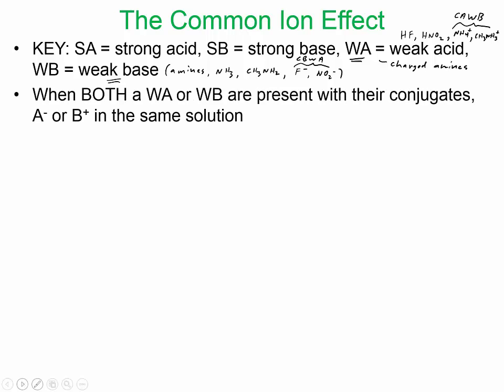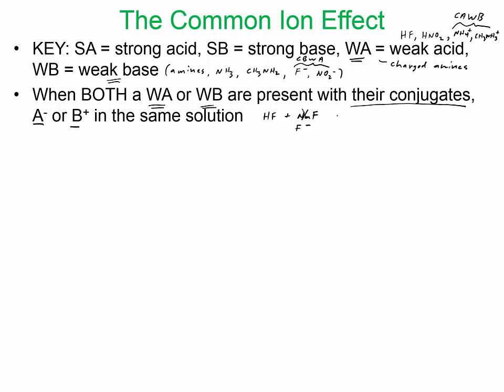The common ion effect is something that will happen when a weak acid or a weak base is present with its conjugate, A minus or B plus, in the same solution. An example: let's say you have HF and you have NaF. Remember that the Na plus doesn't do anything, so essentially you have HF and F minus. That's an example of where the common ion effect would happen if you had those two in significant amounts.